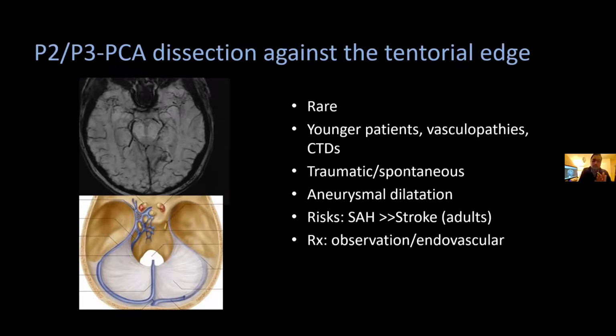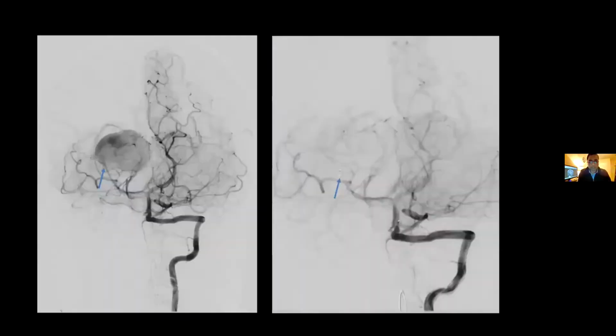And it is more common in younger patients with connective tissue diseases and vasculopathies. More commonly, it presents with subarachnoid hemorrhage, but it can present also with occlusion and strokes. So in this case, the artery is completely occluded. So the distal part of the artery is occluded, but this obviously is at a high risk of a rupture.